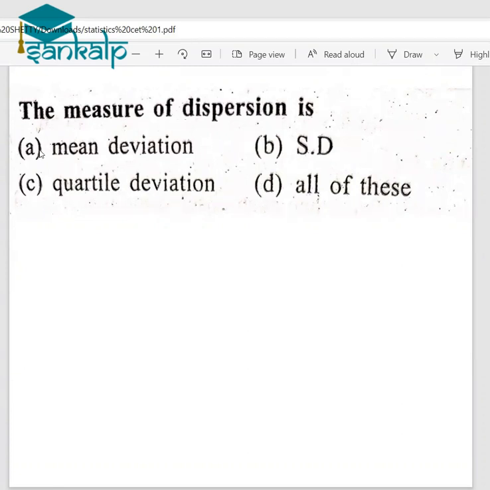Range is not given. So here option 4, all of these: mean deviation is also a measure of dispersion, standard deviation is a measure of dispersion, quartile deviation is also a measure of dispersion. So option D is the right option.